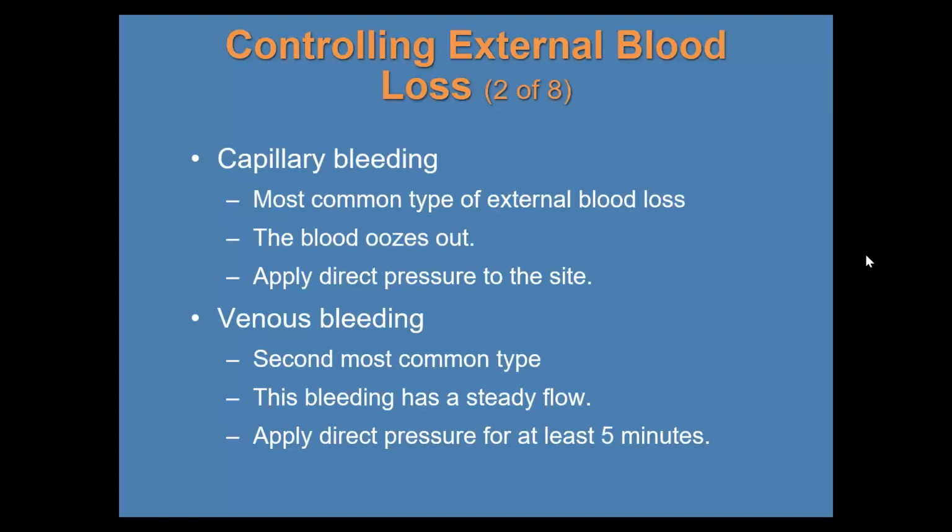Venous bleeding, like I said, is the second most common type, and this bleeding has a steady flow. If you were to cut a vein of some type, it can still flow out considerably, but it won't necessarily have the pressure that an arterial bleed will. It has more of a flow-out type effect. Again, same thing: applying direct pressure to that area, or right above that area, will be your best bet for trying to control that bleeding.